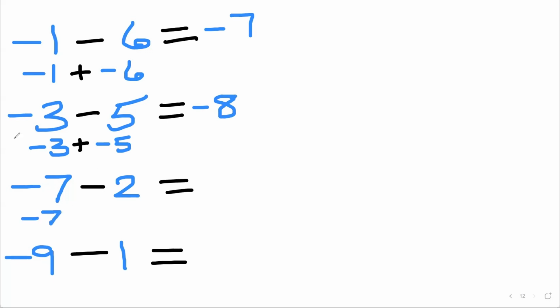Here comes the next one. First number is staying the same. Instead of having minus a regular 2, a positive 2, we're going to change that to adding a -2. 2 negatives and 7 negatives. -7 plus -2 is going to give us 9 negatives. And one more problem. -9 stays the same. The -1 is going to turn into plus -1. -9 plus -1, we're adding those negatives together, which is going to give us -10.